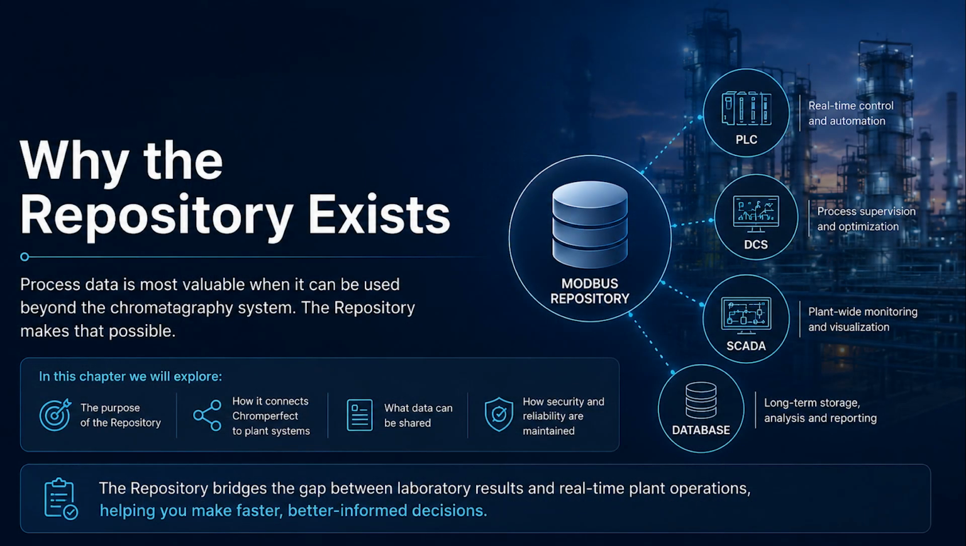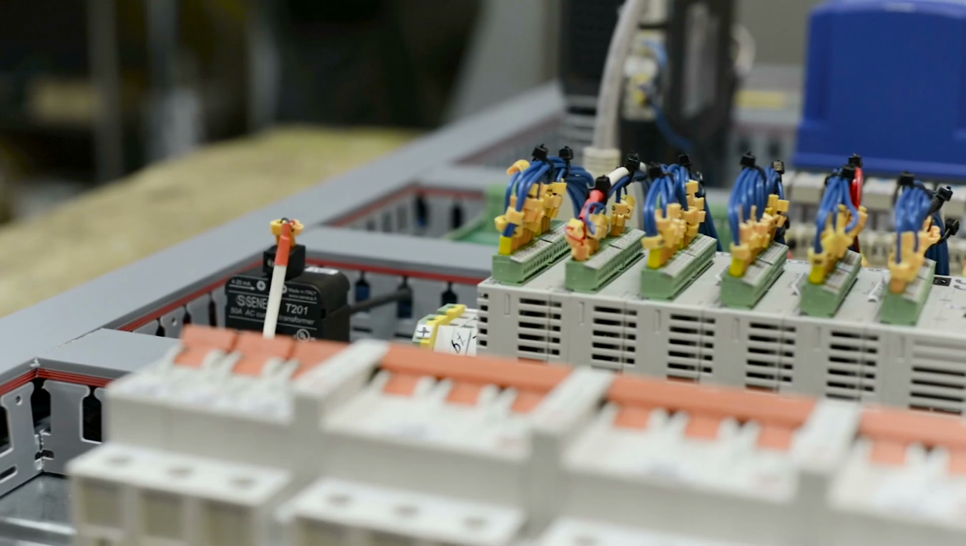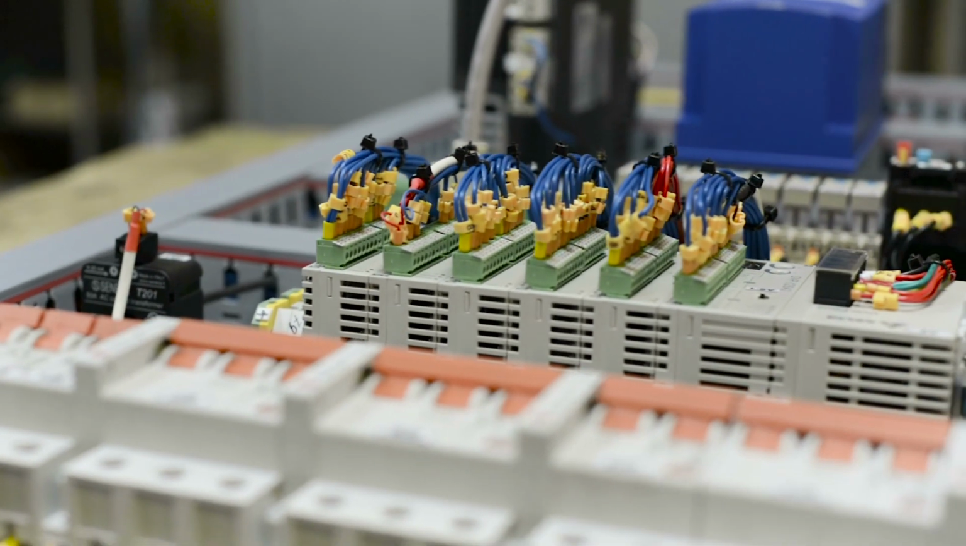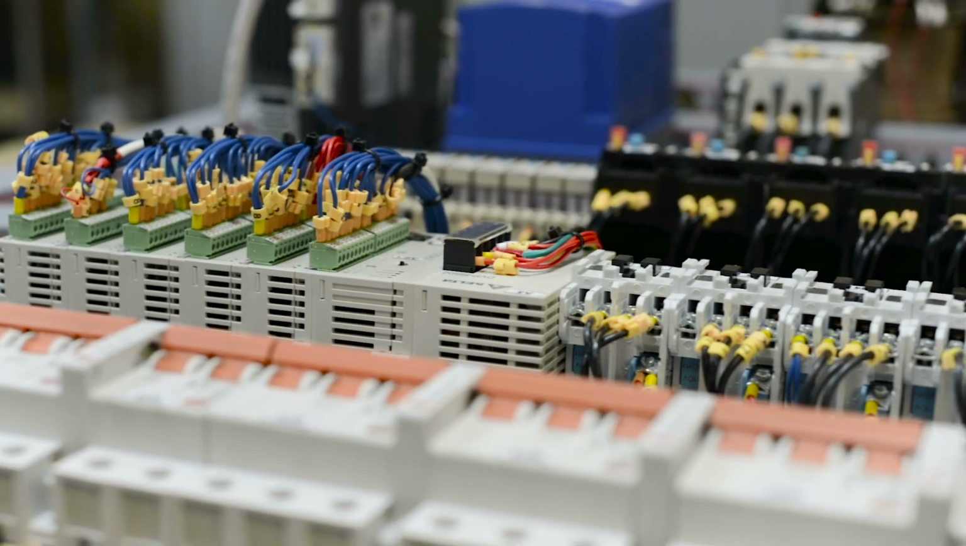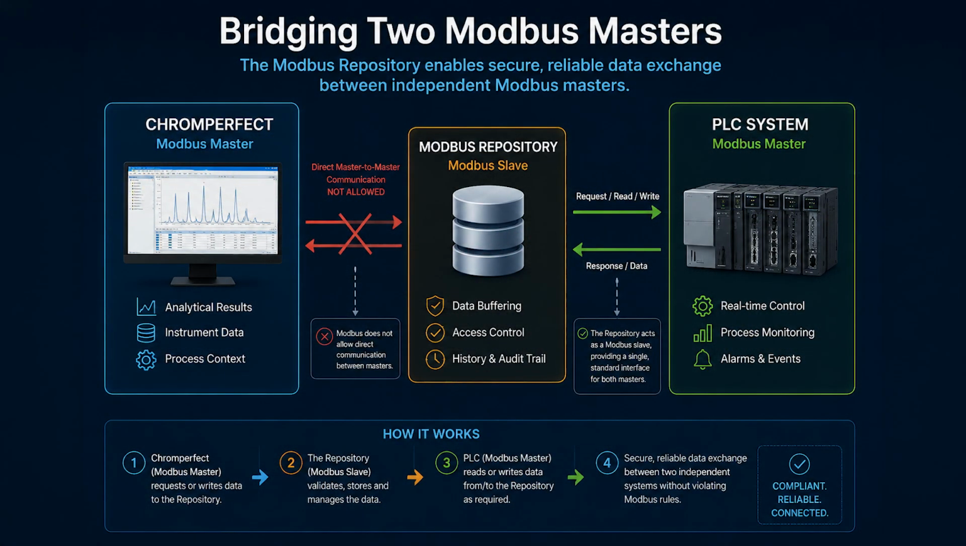One option is the Chromperfect Modbus Repository. In many industrial systems, the PLC operates as a Modbus master. Chromperfect modules may also operate as Modbus masters when communicating with field devices. Two Modbus masters cannot communicate directly with one another. The Modbus repository solves this problem by acting as an intermediate Modbus slave.